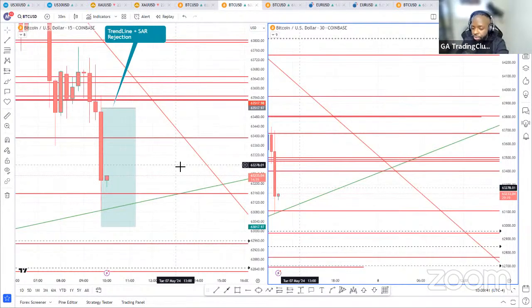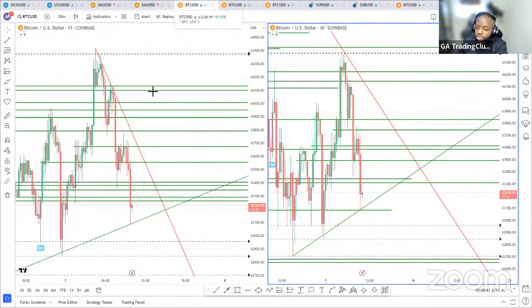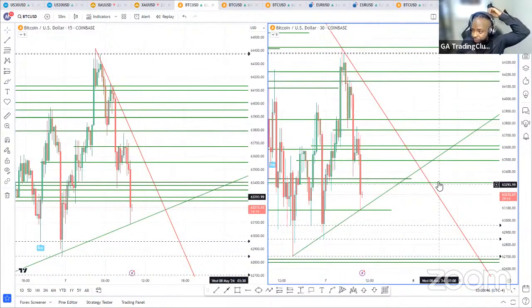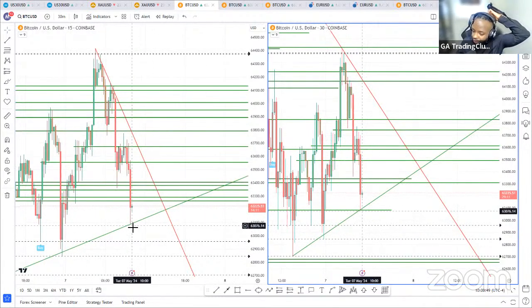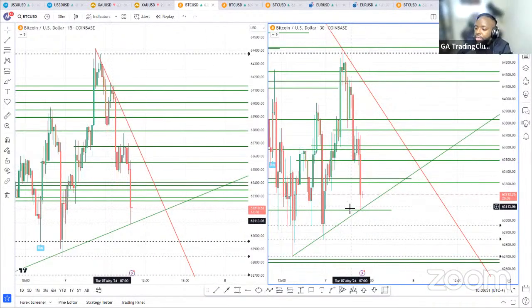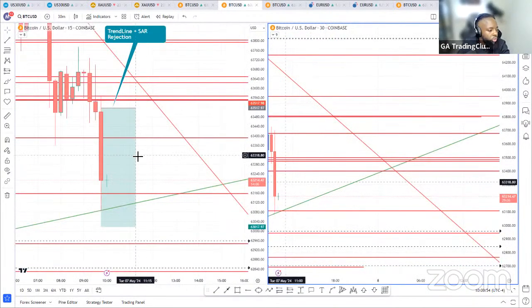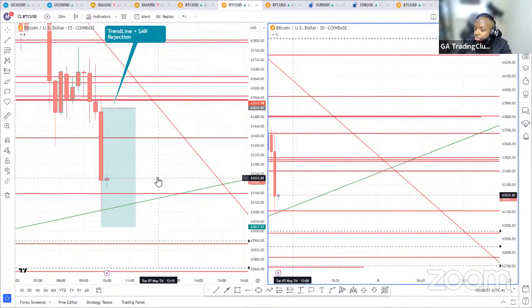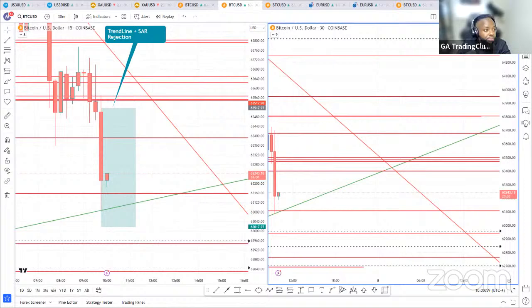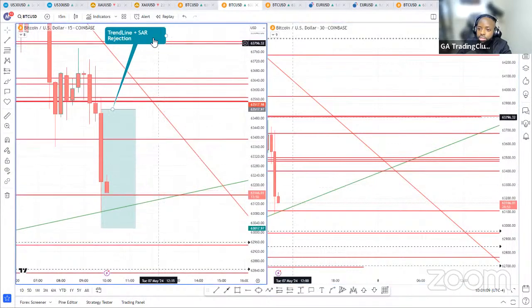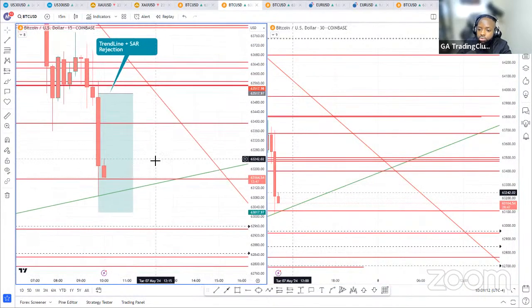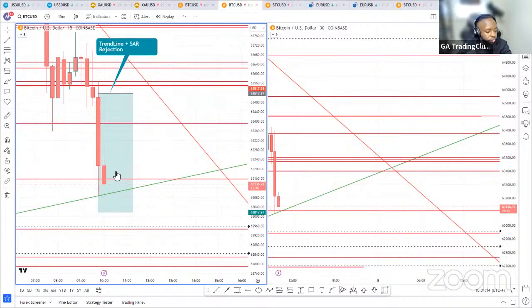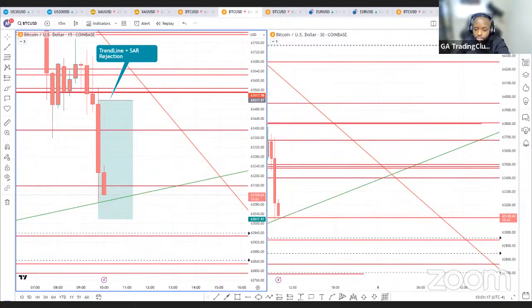BTC, we are rejecting off of this trend line. So no buy on BTC on the 15-minute and on the 30. We had a trend line rejection, yes, but we didn't have a closure above any SAR. So let's see if we can hit TP for this BTC trade. But remember, we are entering a 15-minute demand zone on BTC. Let's see if we can get TP on this trade. There it goes, still dumping nicely.